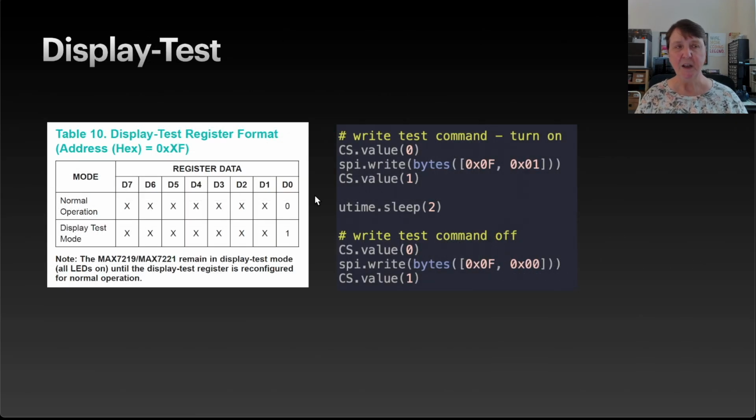All right, the display test register allows us to test all the LEDs. If we want to do that, we would send it a 1. So here's an example of sending to the display test register a 1, and then that should turn all the LEDs on. So I'll put a little sleep in there so we have a chance to see that, and then we can turn it off and put it into normal operation using this command.